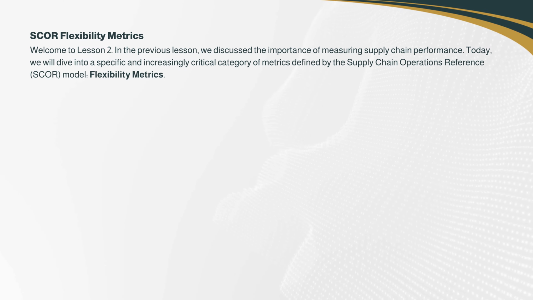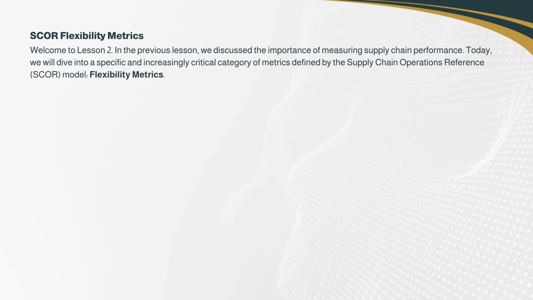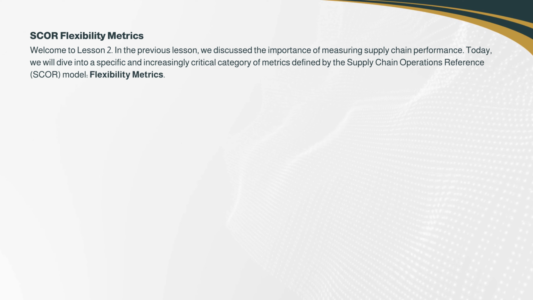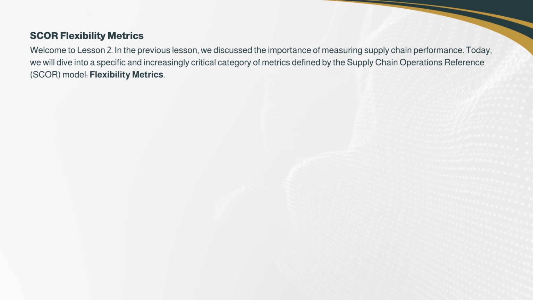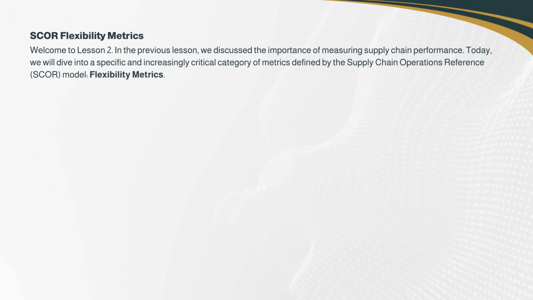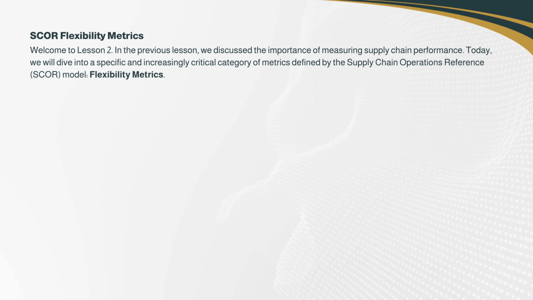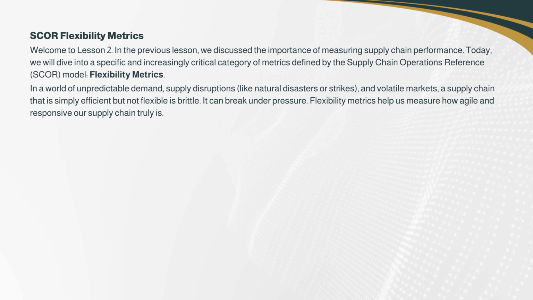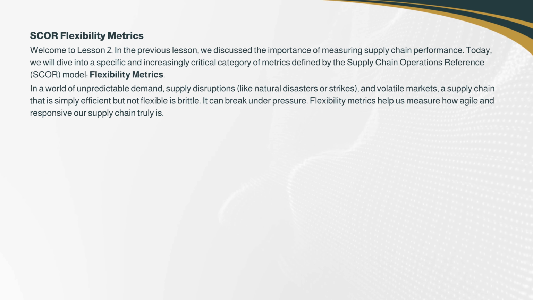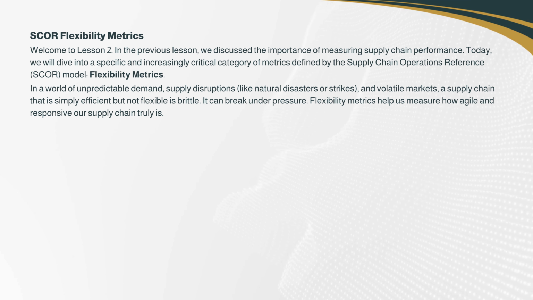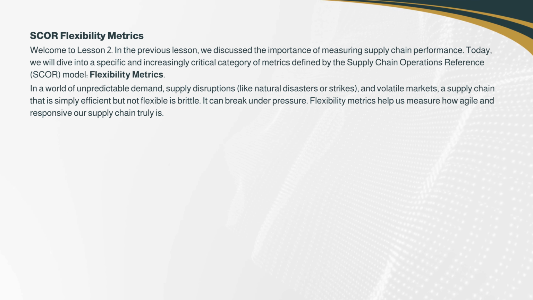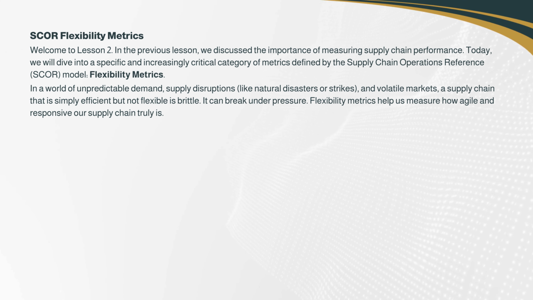In the previous lesson, we discussed the importance of measuring supply chain performance. Today, we will dive into a specific and increasingly critical category of metrics defined by the Supply Chain Operations Reference (SCOR) model: flexibility metrics. In a world of unpredictable demand, supply disruptions, like natural disasters or strikes, and volatile markets, a supply chain that is simply efficient but not flexible is brittle. It can break under pressure. Flexibility metrics help us measure how agile and responsive our supply chain truly is.